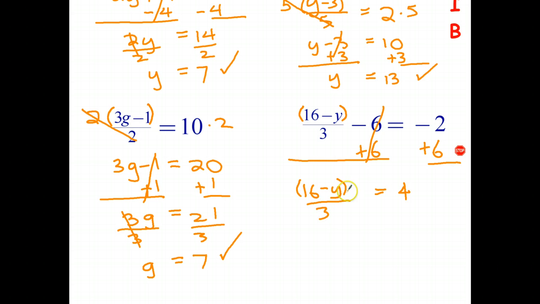Okay, the next step, because I've got the brackets there, I'm going to solve that part of the equation last. So I multiply both sides by 3, leaving 16 take y equals 12. Now, at this stage, this is a pretty easy one to just do in our heads. We just need 16 take what equals 12. Well, the unknown number must be 4, so I don't need to do anything fancy to solve that. Okay, let's check it. 16 minus 4 is 12. 12 divided by 3 is 4. 4 take 6 is -2.